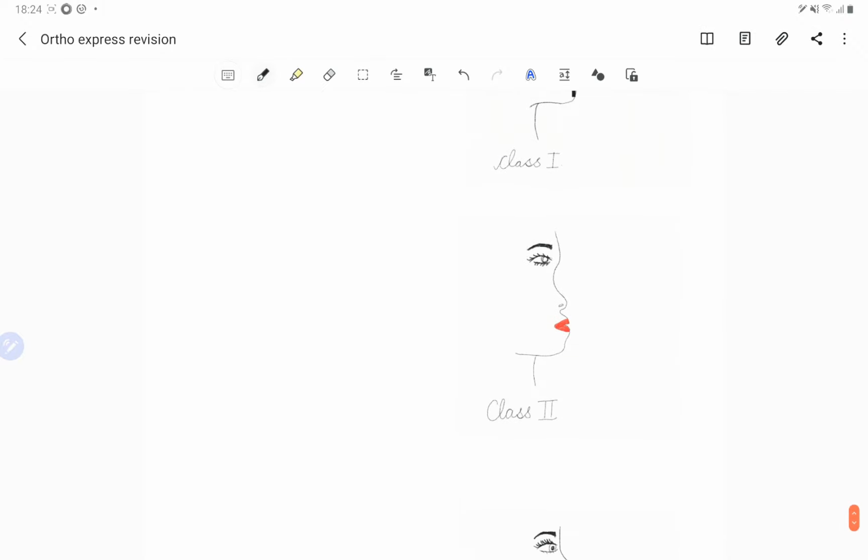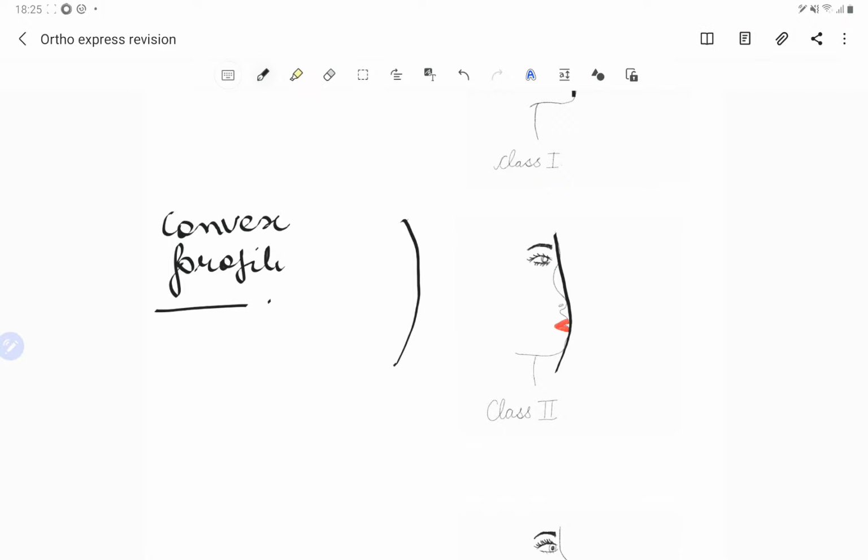Then we have a convex profile. That means the two lines form an angle with the concavity facing the tissues. As you can see here, this is a convex profile. This profile can be a result of a prognathic maxilla or it can be a result of a retrognathic mandible. So this profile is usually seen in class 2 division 1.